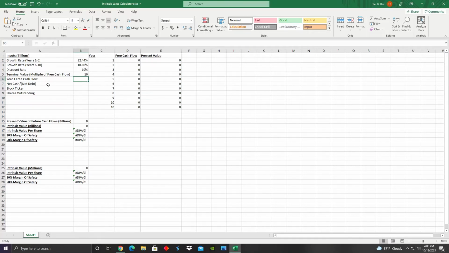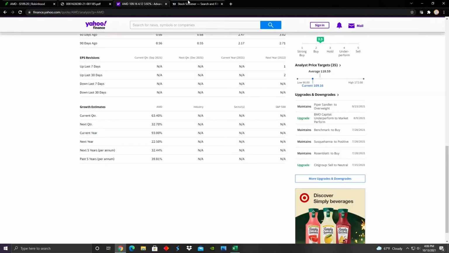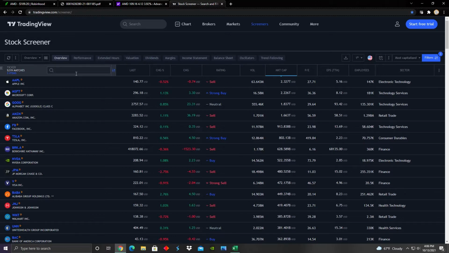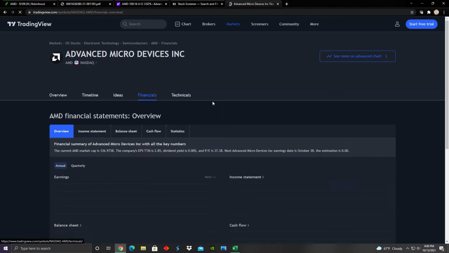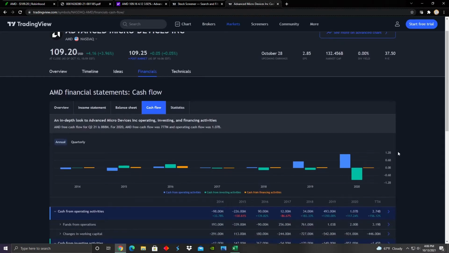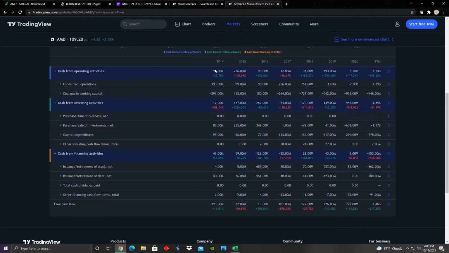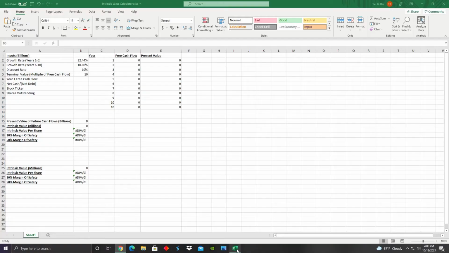The next thing that I'm going to want is the year 1 free cash flow. I can find this easily by just going to TradingView, typing in AMD, going to their financials, clicking on cash flows, and scrolling down. We can see that their 2020 free cash flow was $777 million. My intrinsic value calculator typically takes everything in billions, so I'm just going to use millions right here.